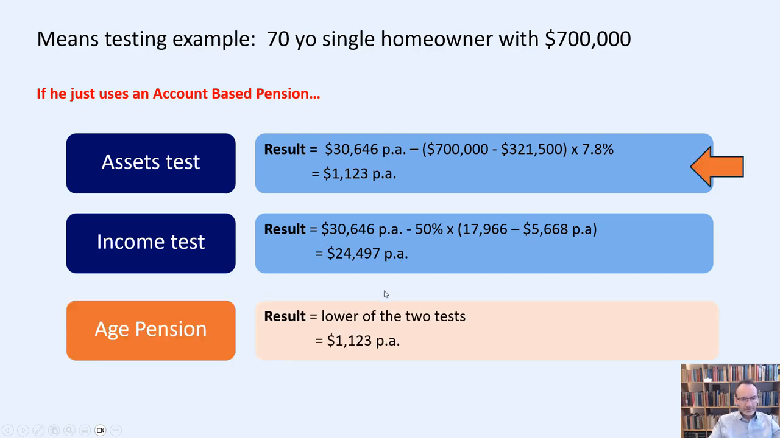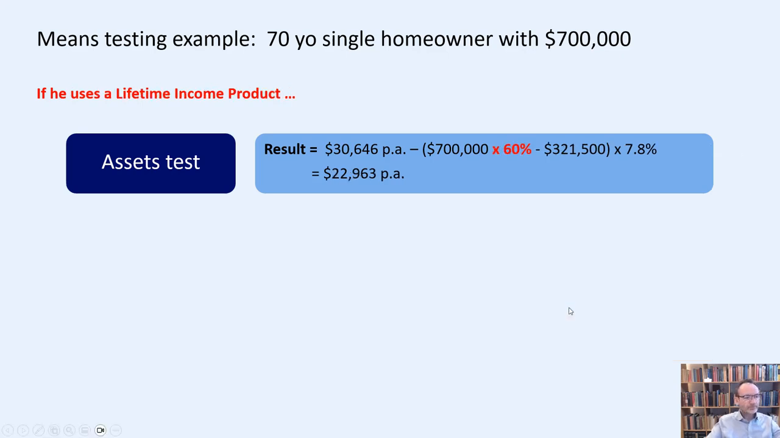The trouble is with means testing, you get the lower of the two tests. So in this example, his age pension will be just over $1,100 per annum. There is actually a minimum that kicks in, but it's 1,000 and a bit.